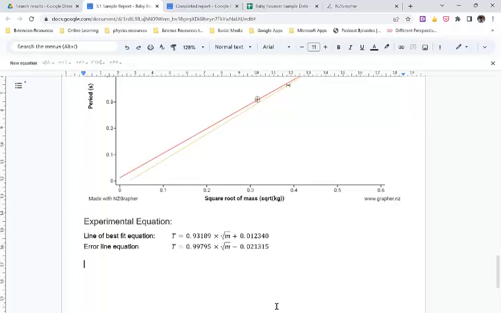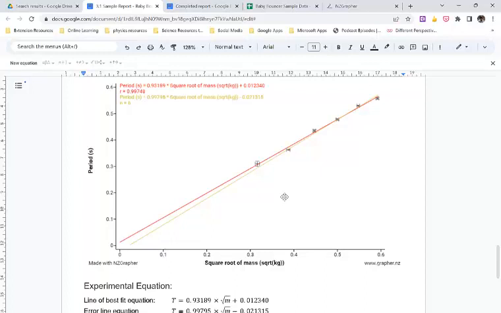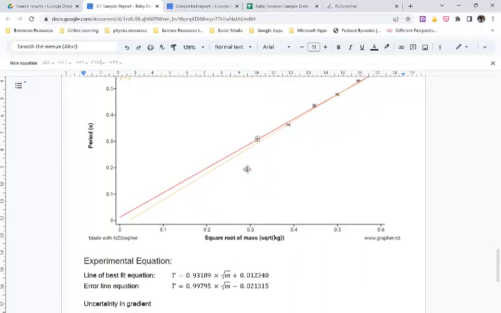Okay, so the next step is to work out our uncertainties. So uncertainty in gradient. The reason we have this yellow error line is to give us an indication of how much the gradient can reasonably vary while we're still within our error bars. So the yellow line still goes through almost all of the error bars, but it has a different gradient to the red one, so it gives us a sense of how much it can vary. In other words, how big the uncertainty is.